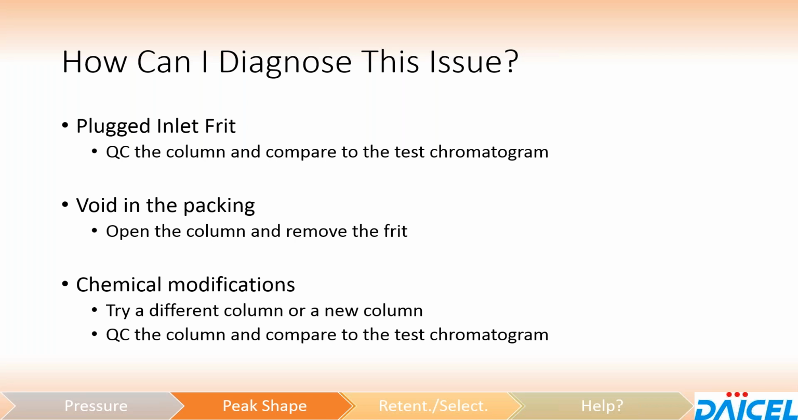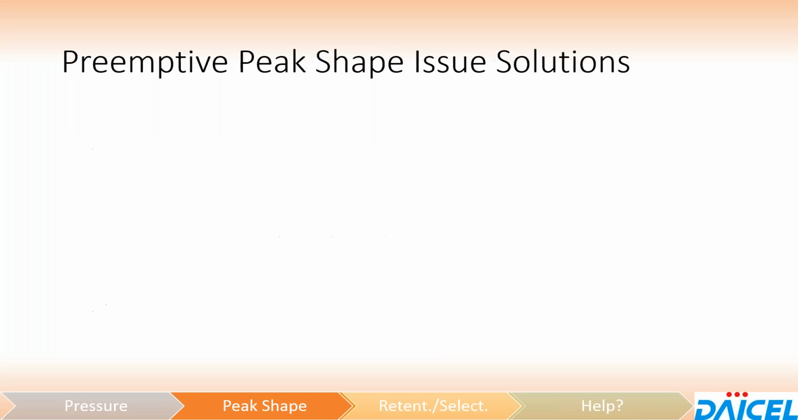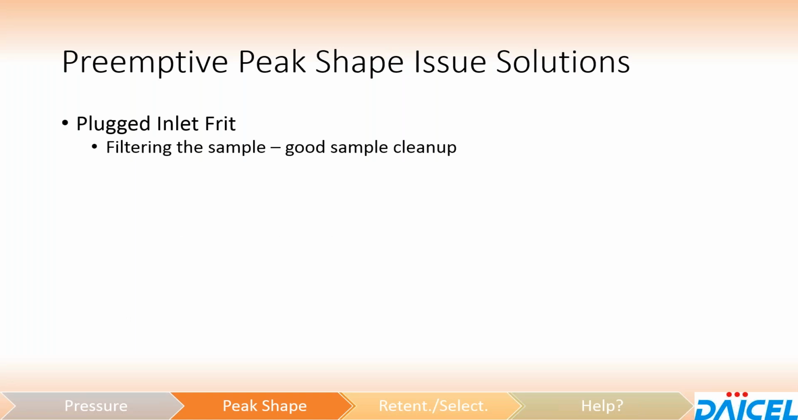So typically for the inlet frits, unfortunately on the analytical columns, they can't be replaced. And I will point out too, with the voids in the packing, they don't happen very often, but they will happen if you go over pressure or if you're using a high pH mobile phase. High pH mobile phases above 9, above 10 especially, will actually begin to dissolve the silica and cause that collapse in the column. So what are some things that you can do to prevent these issues from happening?